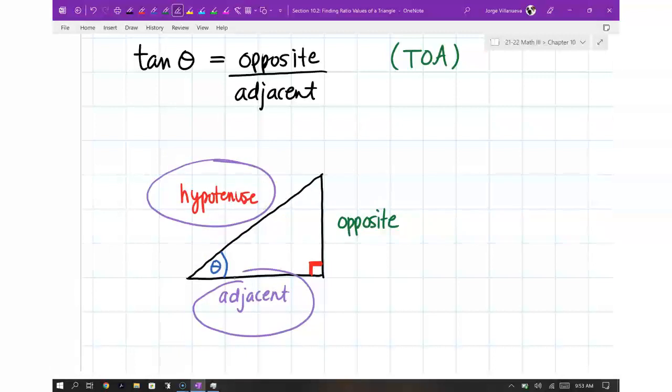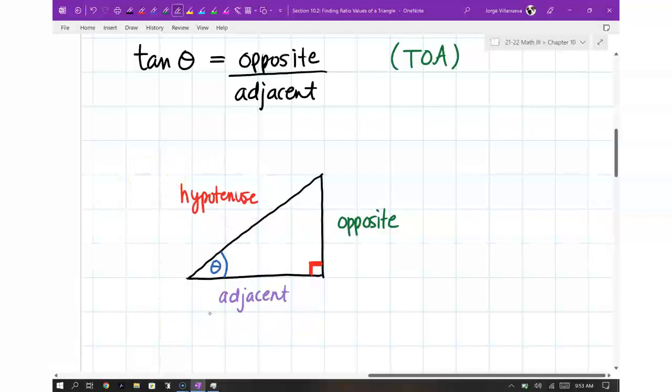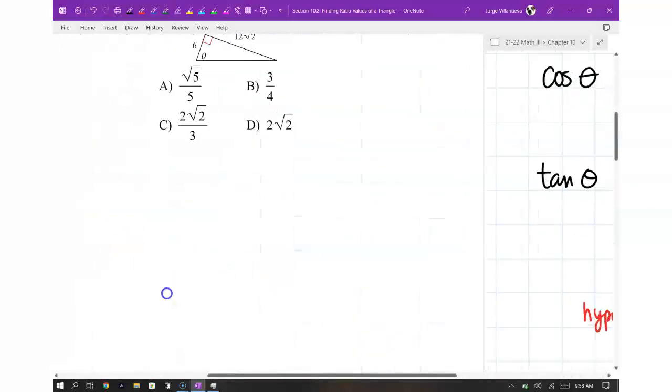But the way you can decipher between which one's adjacent and which one's hypotenuse is to actually figure out the hypotenuse first, right? And the hypotenuse would be the longest side, or the side that is opposite the 90-degree angle. Once you label your hypotenuse and your opposite sides, the adjacent one is the leftover. Okay? I would recommend when we do these problems, label your sides. Literally write OPP for opposite, ADJ for adjacent, HYP for hypotenuse. All right? So here we go. Let's look at these problems here.